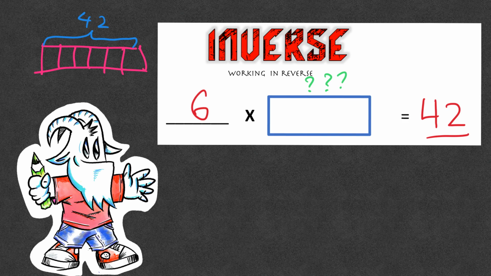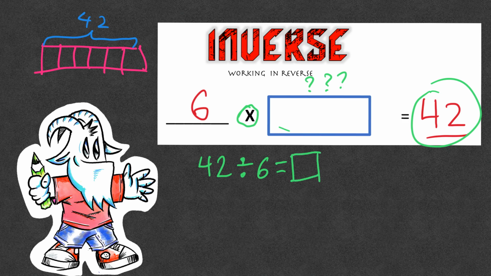So now, because I know that 6 times something gives me the product of 42, I will have to do 42 divided by 6, and that will be the missing part. That's working in reverse. That's doing the inverse.